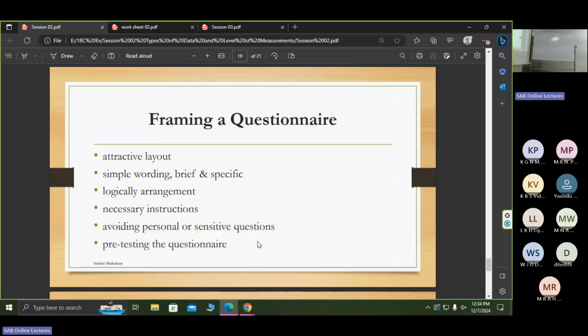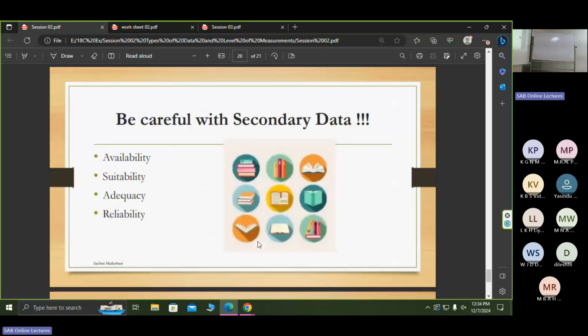Normally in direct personal observation, we do not interact with the respondents. There is no communication with the respondents. We only observe. Understood? This can be used to get primary data. Is it clear? Then we move to secondary data.